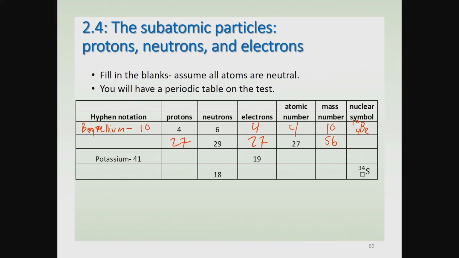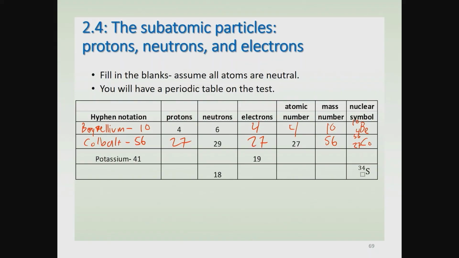To write out the nuclear symbol in hyphen notation, we have to identify what this atom is. If we have an atom with 27 protons, I just know that happens to be cobalt. You can look it up in your periodic table. The symbol for cobalt is Co. The atomic number goes on the lower left corner. The atomic number is the number of protons, so the lower left number is 27. The mass number is the upper left number, which is 56. And then in hyphen notation, you write out the element, cobalt, and then the mass number, 56.